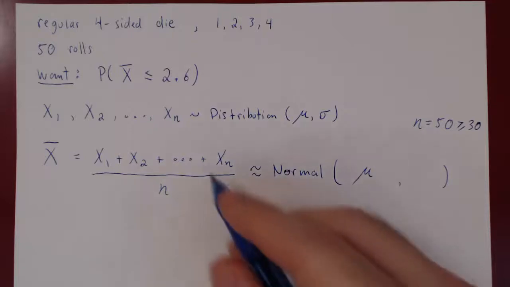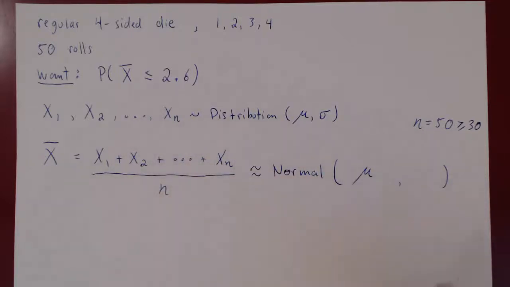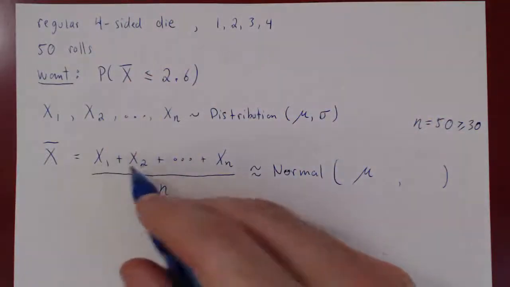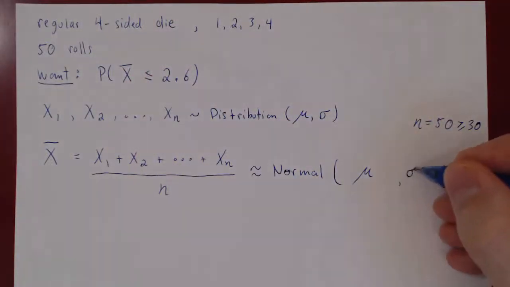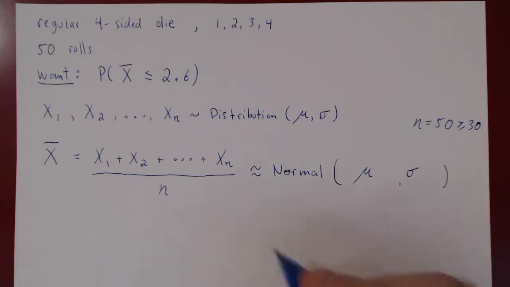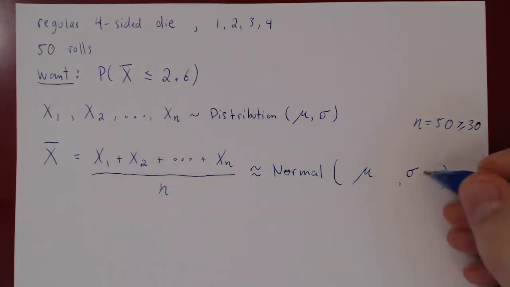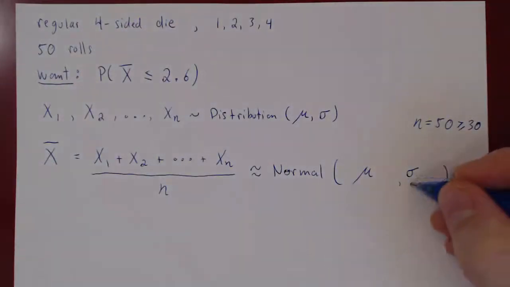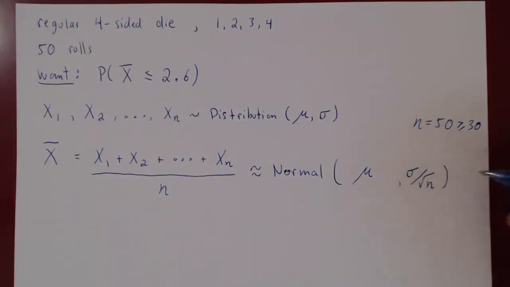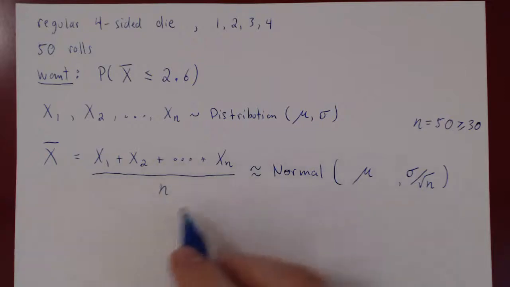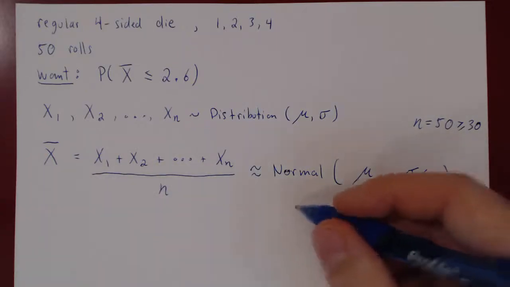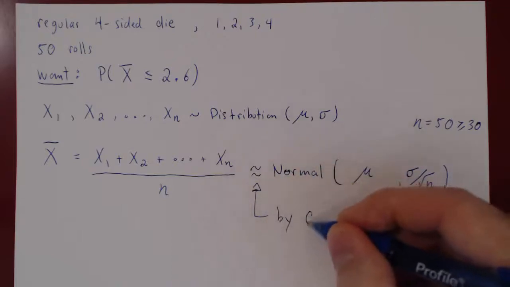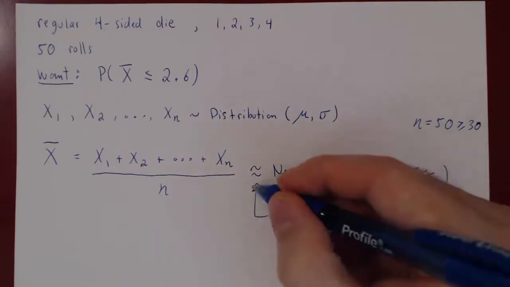And the standard deviation of the average will be a little different though. It will be the deviation of the individual variables, the variables you're summing. But if you remember the statement of the central limit theorem for the average of random variables, it is the deviation of the individual random variables divided by the square root of the number of variables you're averaging over. And this is again coming from the central limit theorem.